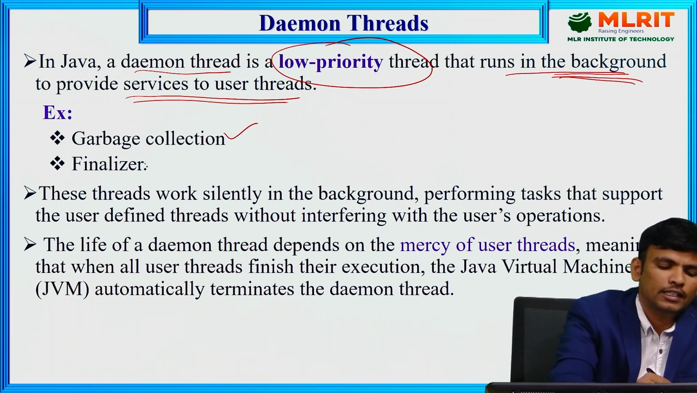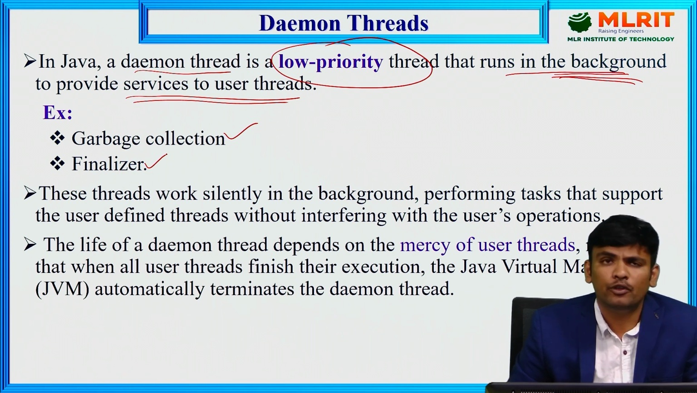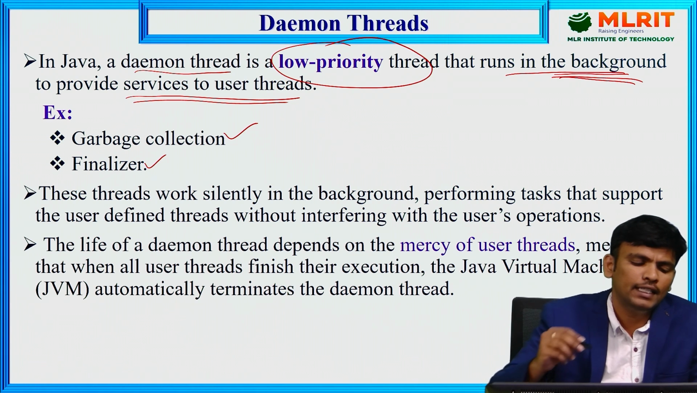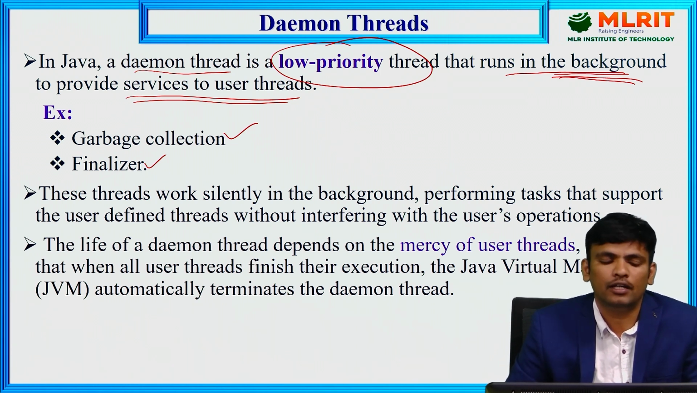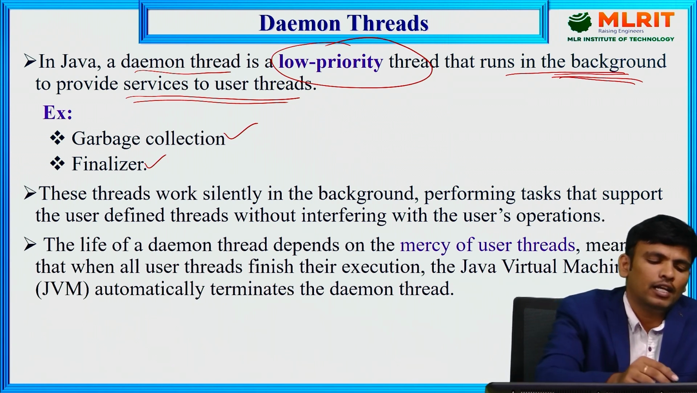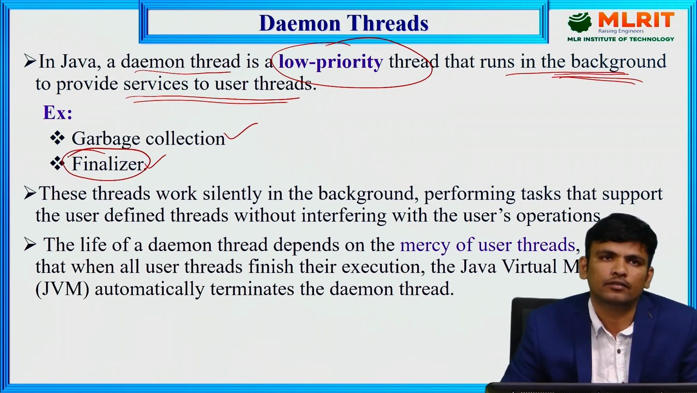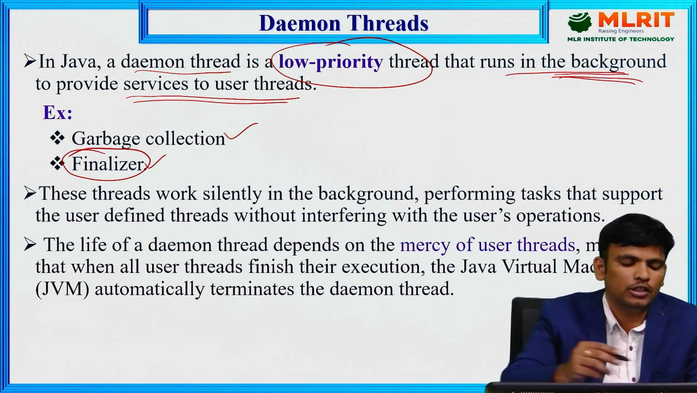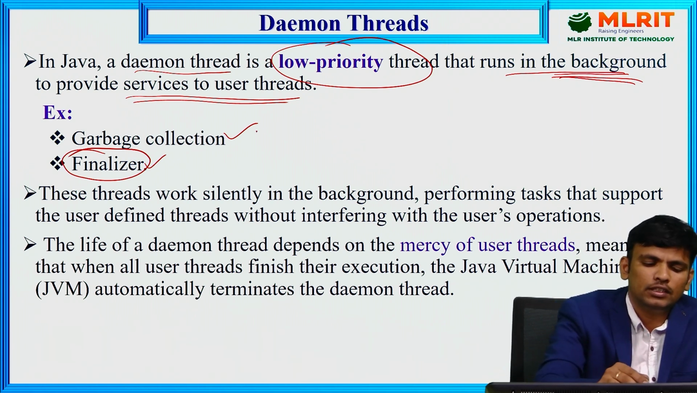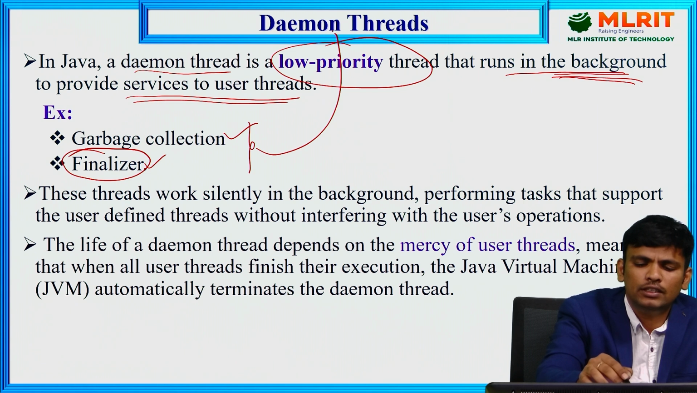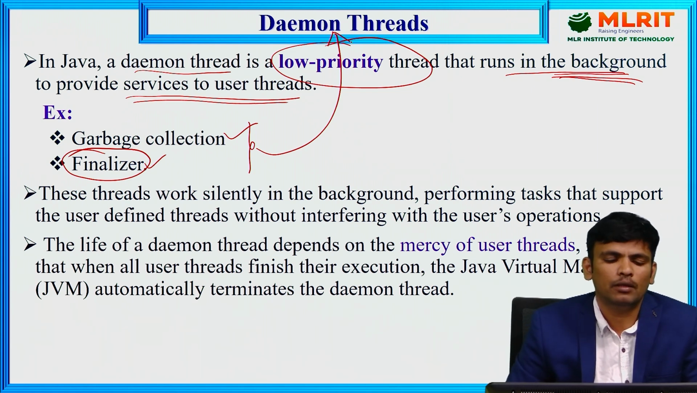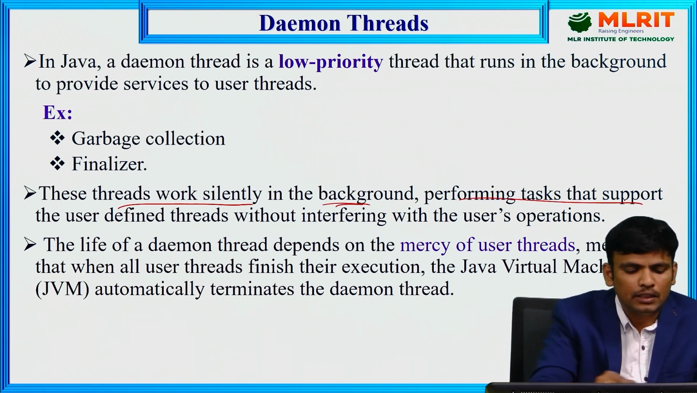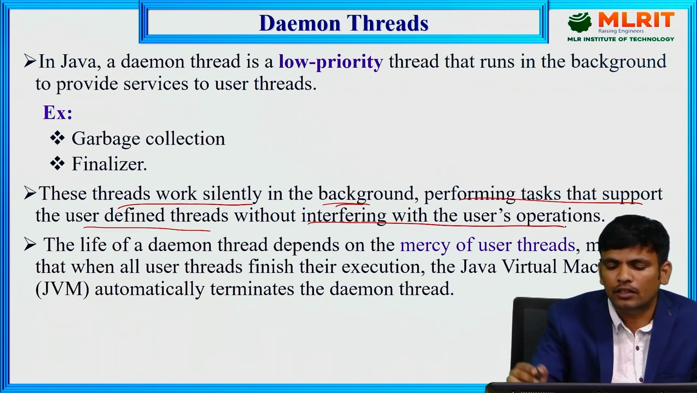And one more thread is the finalizer thread. Just before deleting any garbage or unreferenced object, if any sensitive resource is connected to that object, just before destroying it, the finalizer will perform the last action on it. It will close all the connections in a graceful manner. So that is the duty of the finalizer. These two are the best examples for the Daemon threads, and these two threads are executed in the background continuously. These threads work silently in the background, performing tasks and supporting the user defined threads without interfering with the user operations.